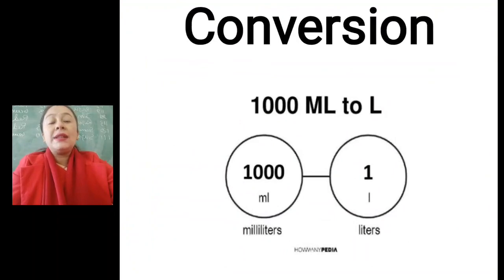Note that 1 liter equals to 1000 ml. This is going to help you in your higher classes also. So please don't forget it, children. 1 liter equals to 1000 ml, or you can say that 1000 ml equals to 1 liter.